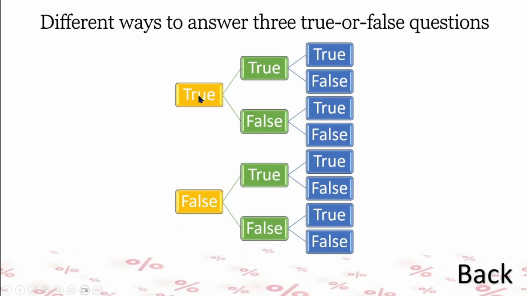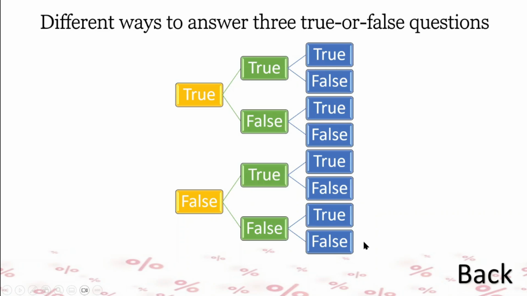Now, for the next combinations, it can be true, true, false, true, false, true, true, false, false, false, true, true, false, true, false, false, false, true, or false, false, false. And these last leaves will be our representation of how many combinations there are of answers. We have 1, 2, 3, 4, 5, 6, 7, 8.